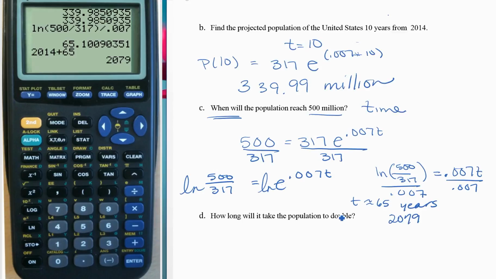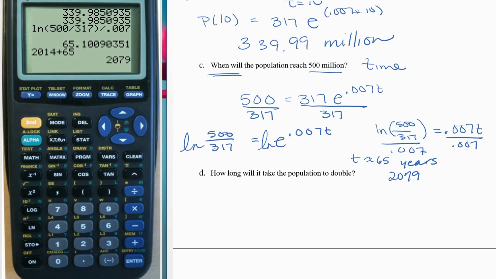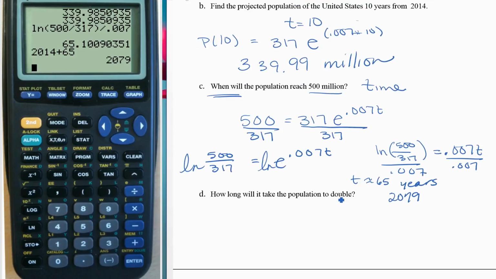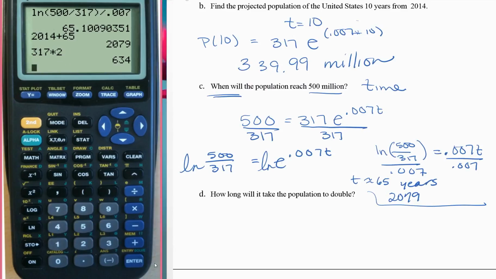Okay, and then we're asked how long will it take the population to double? Again, here we're talking about how many years. Now, if we started with 317 million, what is doubling? Well, it would be 317 million times 2. So it would be 634 million. We want to know when that will happen.